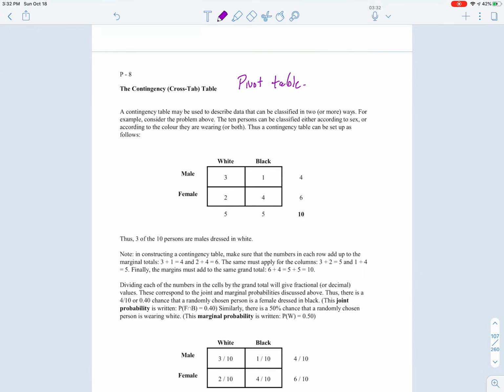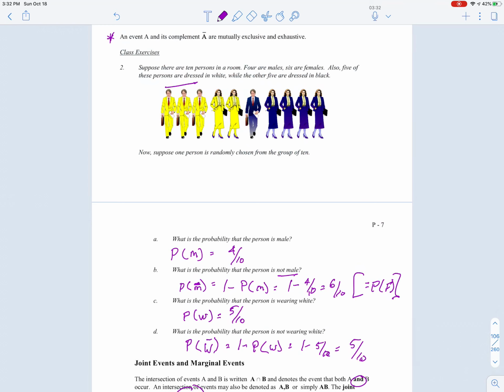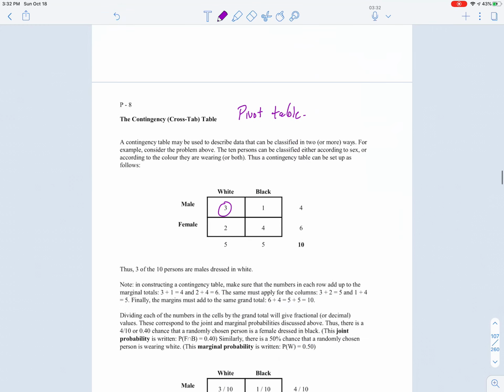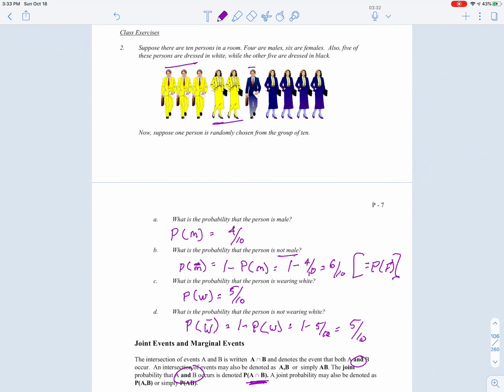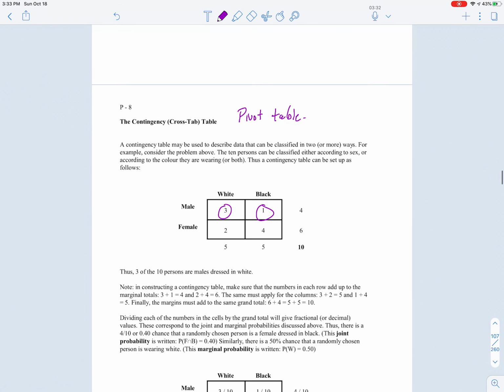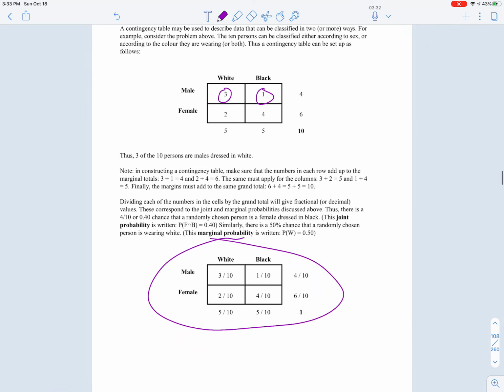So there's 3 males who are wearing white, and that would be these 3 dudes here, right? There's 1 male who is not wearing white, and that's this person here. And then the females are 2 and 4 as to whether they're wearing white or not. So here's the 2 and here's the 4 right there. All right, so that is a crosstab table. What we notice here is that these are all out of 10, and so we've got these probabilities here.